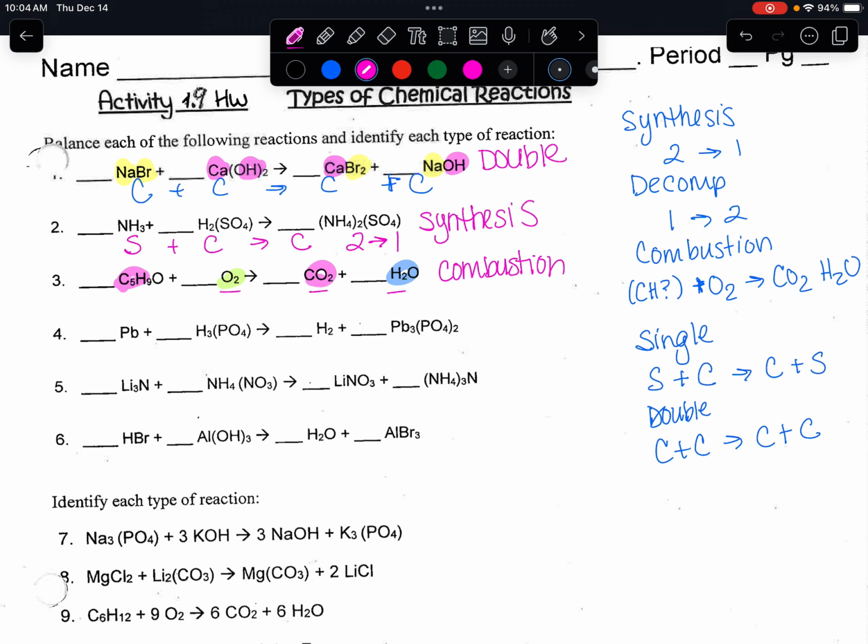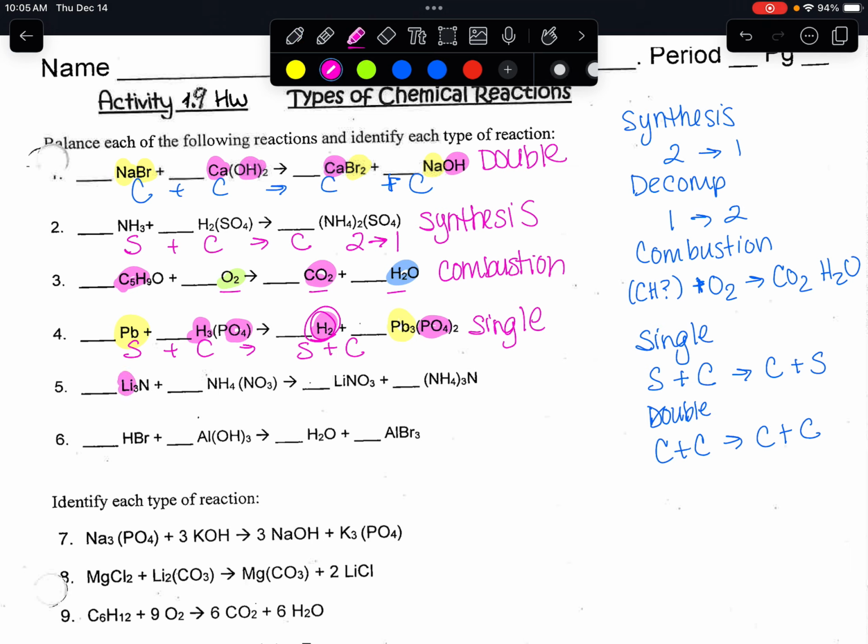Number 4 looks a little bit weird, but if I look at it more closely and I'm not intimidated by it, I see I have a lead here by itself, and that lead ends up in part of a compound over here. I have H3 and PO4 in my reactants, and my H gets kicked out, and so the PO4 can hook up with the lead. So I have something simple plus something complex gives me something simple plus something complex. Because I ended up with that 1 element on its own, on either side, that's a sign that I have a single replacement reaction.